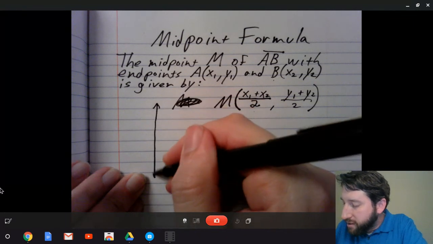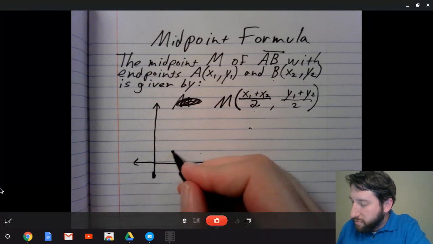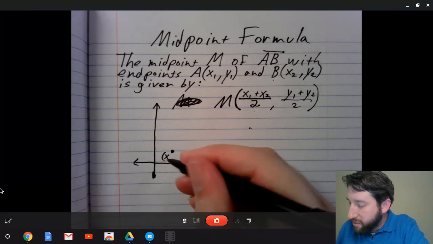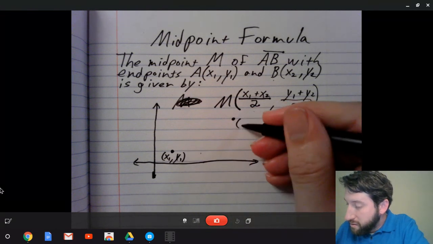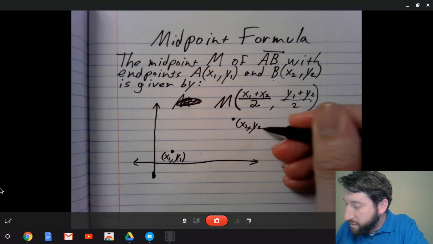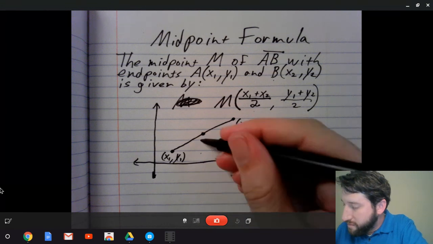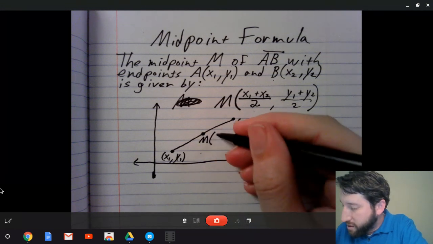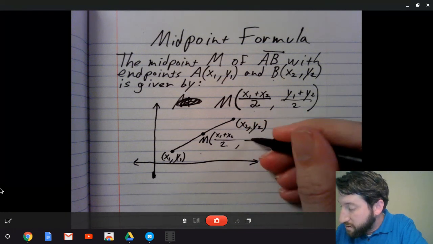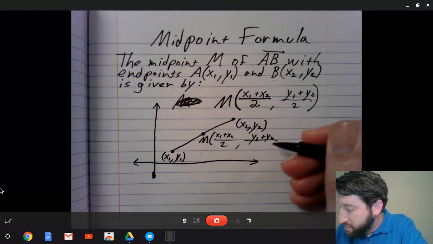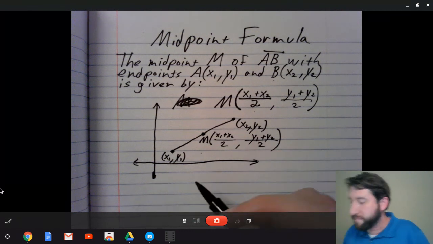Now, once again, we'd like to see how this works, where it comes from. So we're going to start out like we did before. I have my endpoints, x1, y1, and we'll have x2, y2 over here, and our midpoint M. And of course, M is given by (x1 plus x2 divided by 2, comma, y1 plus y2 divided by 2). All right, so this is the situation we have.